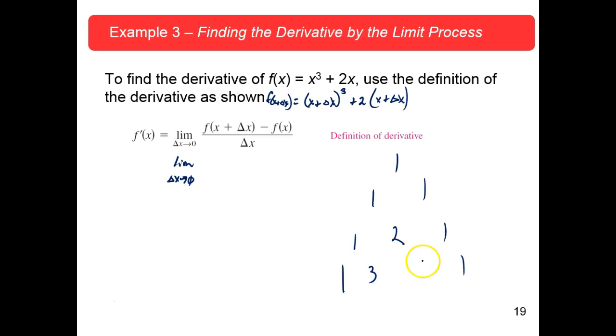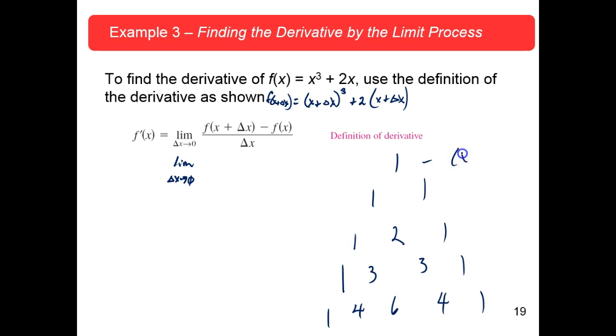3. 3, right? And then put 1's on the outside. What would be next? 4. No, that's 6. 4 and 1. And you can keep on trucking as long as you want to.